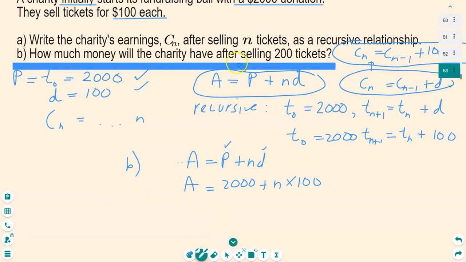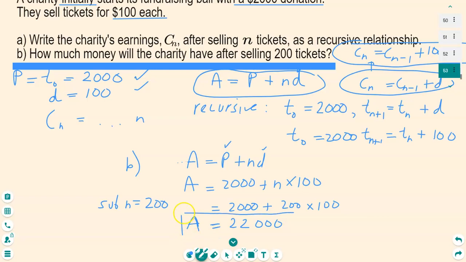And now let's substitute in after selling N tickets. So sub N equals 200 tickets. And let's have a look at how much money this charity raises. How much they can spend on this event. 2,000 plus 200 times 100. They've got $22,000 to spend on this event. So they could make it pretty nice. Have a nice venue or have really nice food.